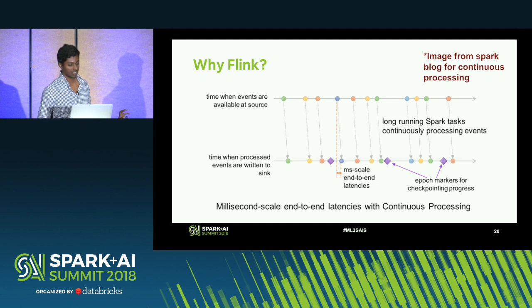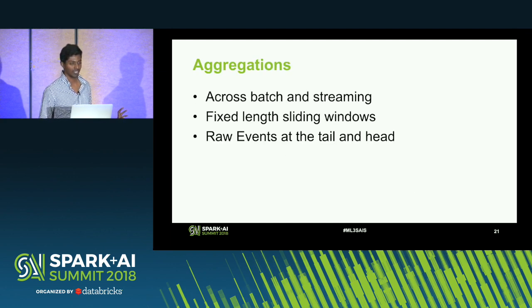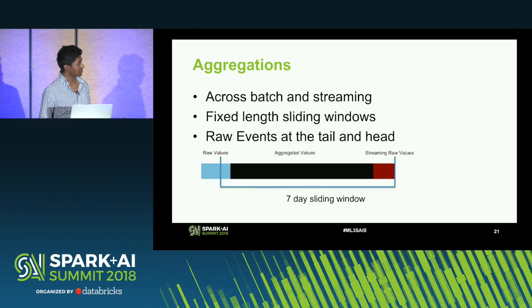Let's get back to how we are going to aggregate the values across batch, streaming, and the client. We need to compute fixed length sliding windows, and the window size can be as large as a year or as small as 5 minutes. So to efficiently do this, you need to keep a certain buffer of raw events at the tail and head end of the window. So it kind of looks like this.